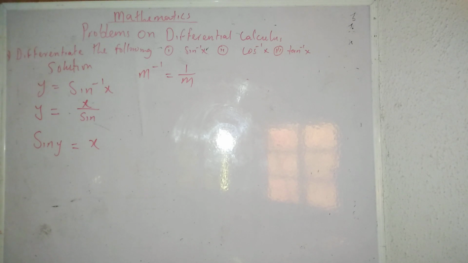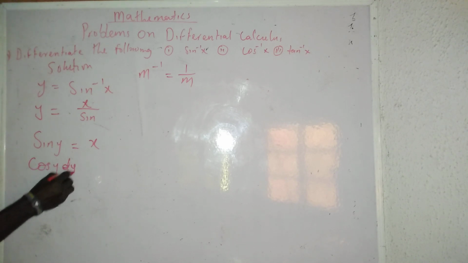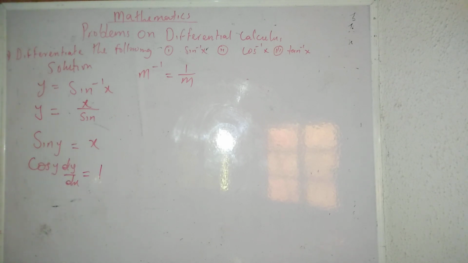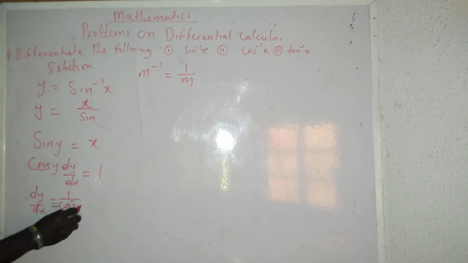Now, I can now differentiate. This is y, this is x. It means my y is independent while my x is dependent. Now, if I differentiate, I will have cos y dy/dx equals 1. Now, I can divide both sides by cos y, which gives dy/dx equals 1 all over cos y.